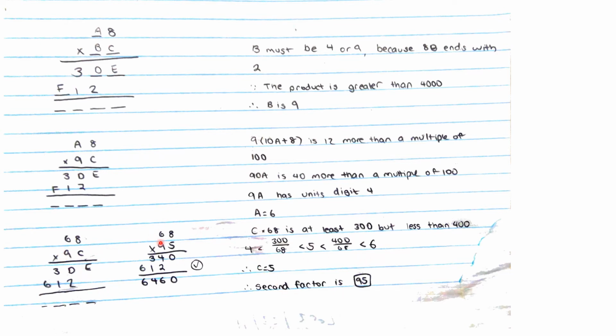So then if we try 68 times 95, everything is correct. So that means the second factor is 95.